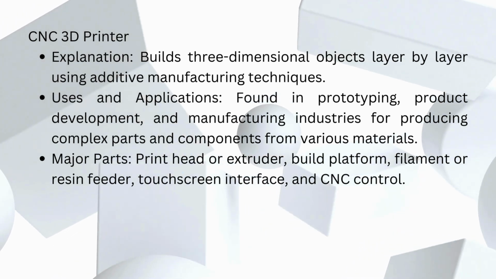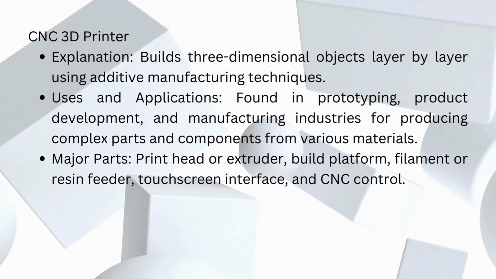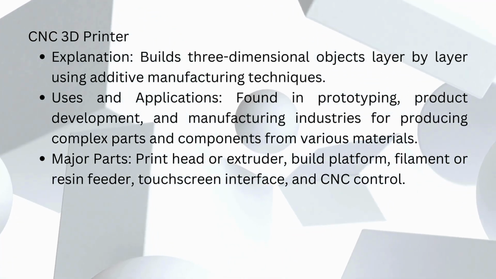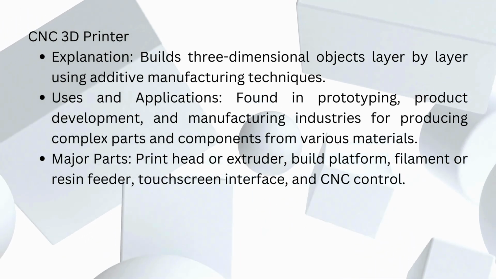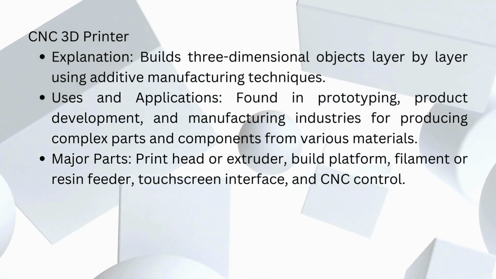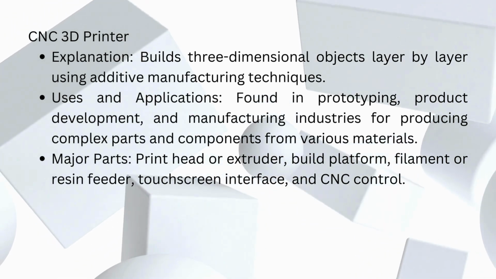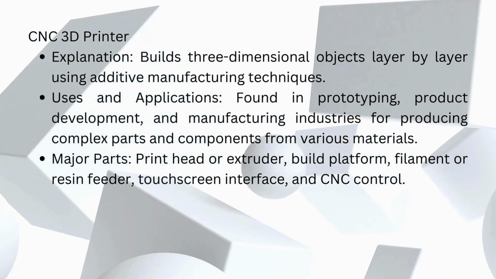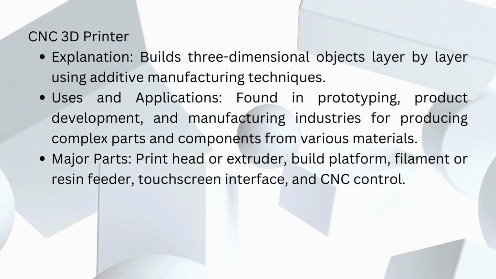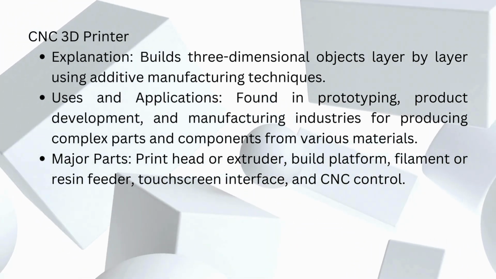CNC 3D printer. Explanation: builds three-dimensional objects layer by layer using additive manufacturing techniques. Uses and applications: found in prototyping, product development, and manufacturing industries for producing complex parts and components from various materials. Major parts: print head or extruder, build platform, filament or resin feeder, touchscreen interface, and CNC control.